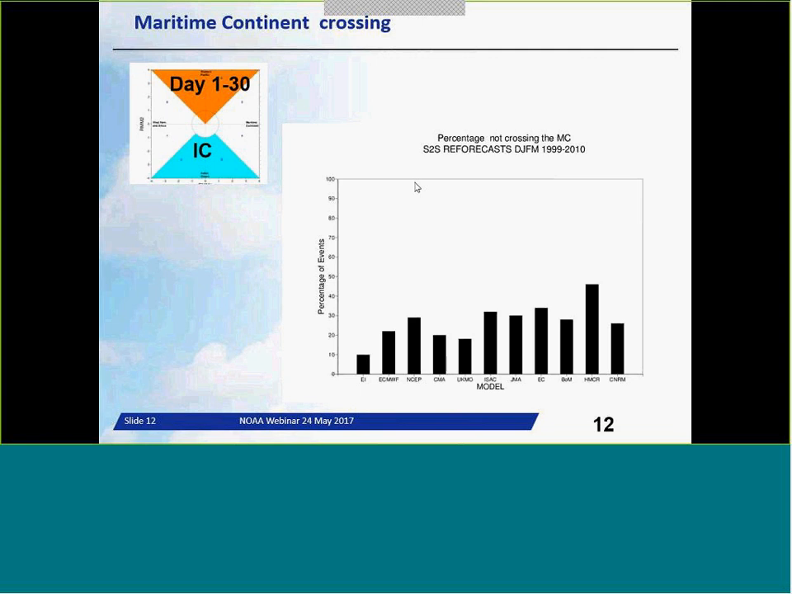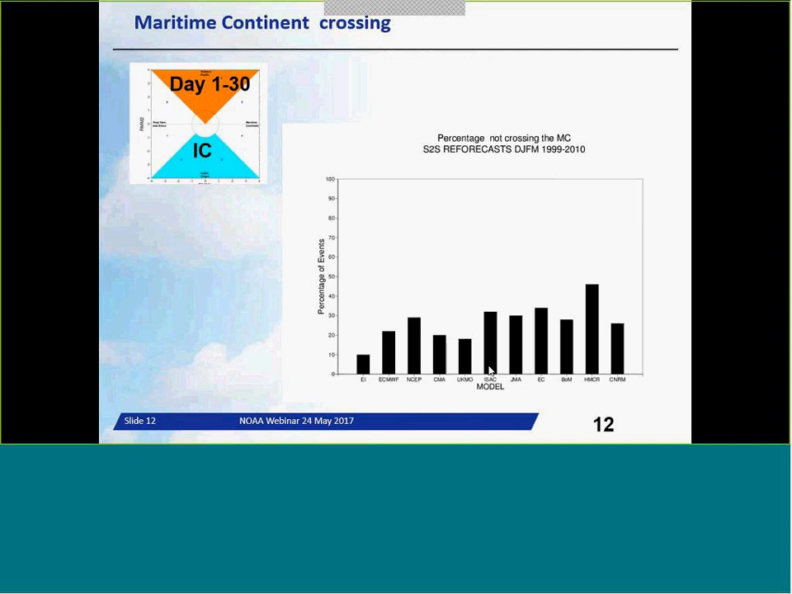So this graphic here shows the proportion of MJOs which start in the blue area in the initial conditions, which never make it to the orange area, which is the West Pacific. So in ERA-Interim, it's about 10% of the cases. For the models, it's between 20 and 40-50% of the cases. So it seems that all the models tend to have a larger proportion of MJOs dying while crossing the maritime continent. And this is quite an important topic, which is one of the main topics of the international S2S project and the MJO, and also one of the topics in the MJO S2S task force.